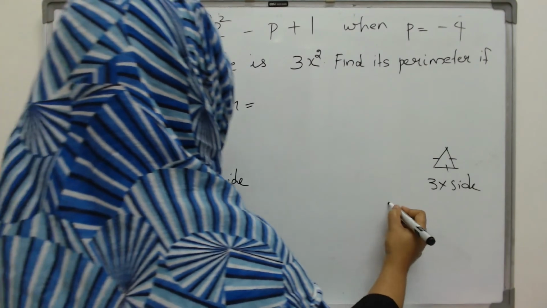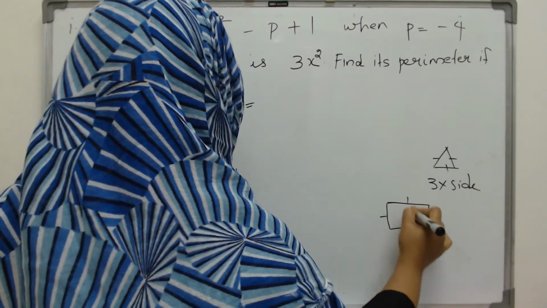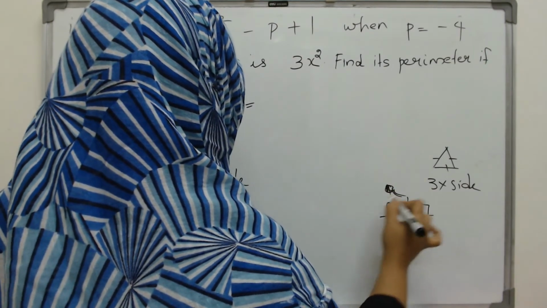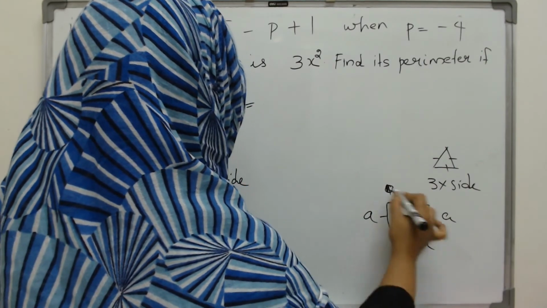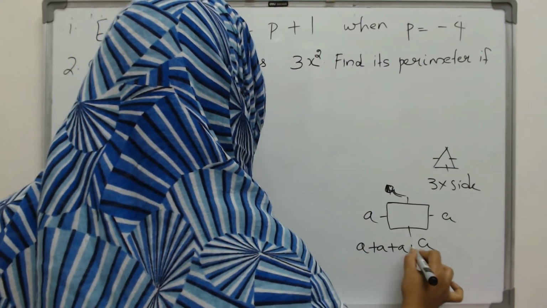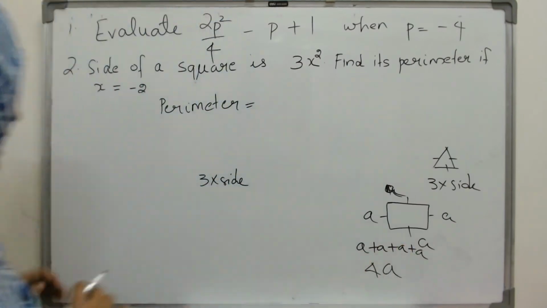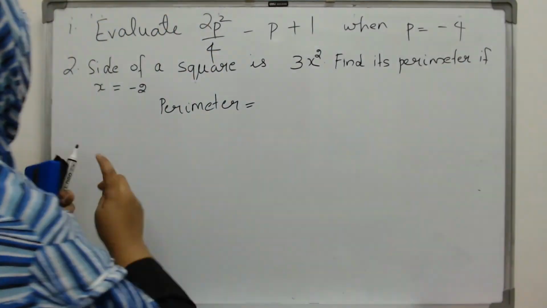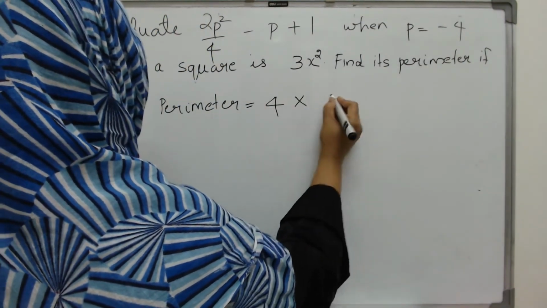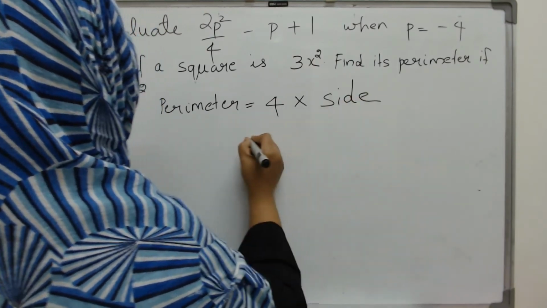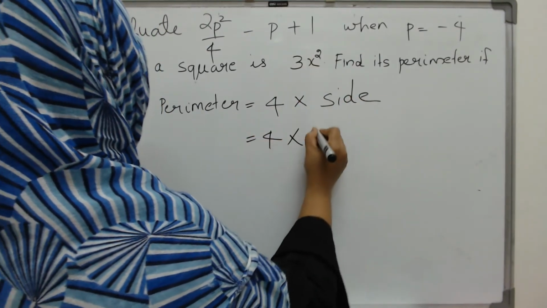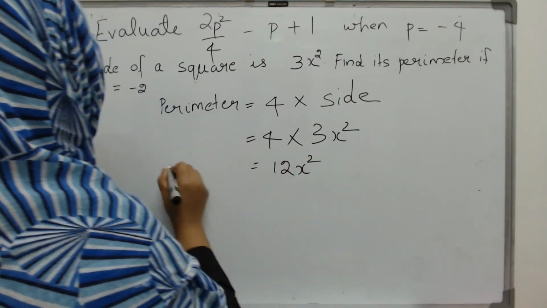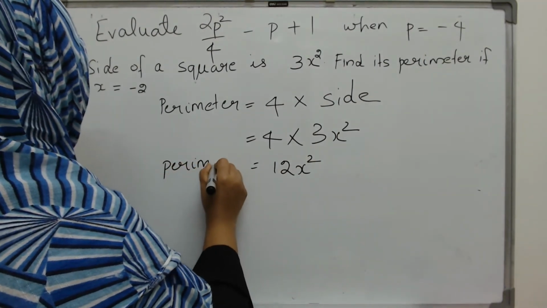In a square, 4 sides are equal. So the perimeter will be, suppose one side is A, this is A, this is A. So the perimeter will be A plus A plus A plus A, or in other words 4A. So the perimeter will be 4 into side. But then what is the side? 3x square. That would be 12x square is the perimeter of the square.